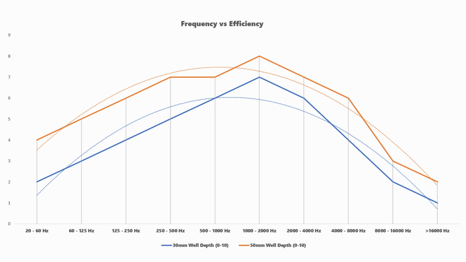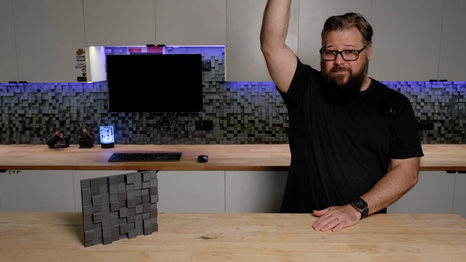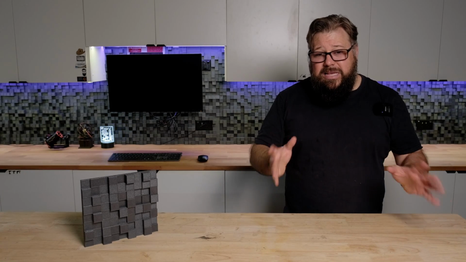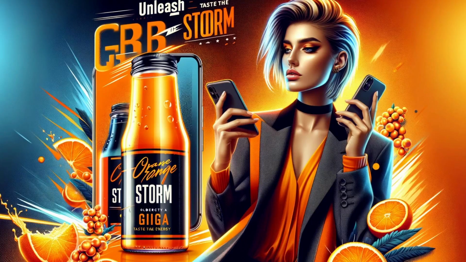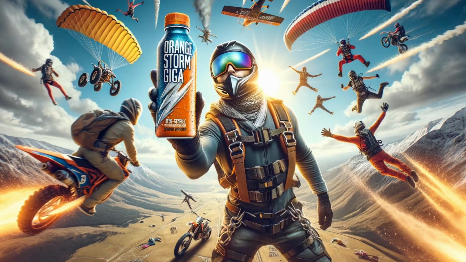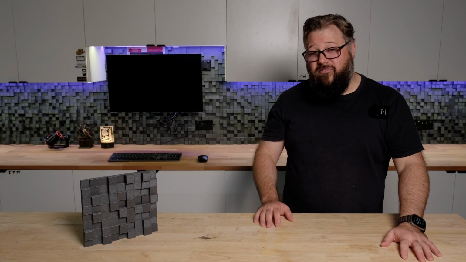Unfortunately, for a panel that would work for the entire sound frequency that humans can perceive, we would need a Z-axis of about 700 millimeters. That's just not feasible unless you've got one of those Orange Storm Giga printers made by Allegro. Orange Storm Giga kind of sounds like a new energy drink made by an influencer. Anyway, a panel 700 millimeters tall is just not feasible for a 3D printer.